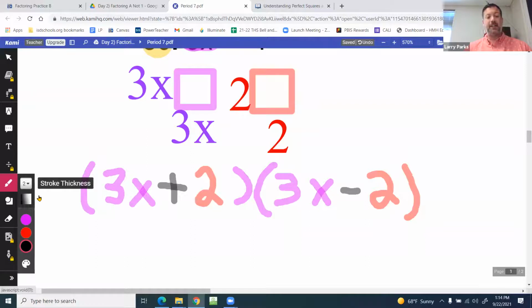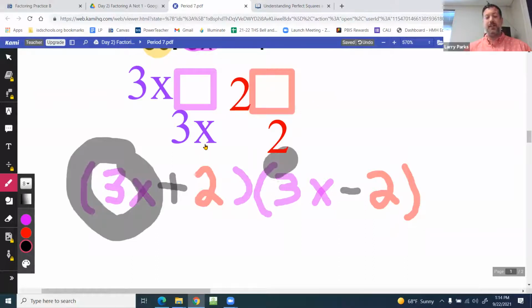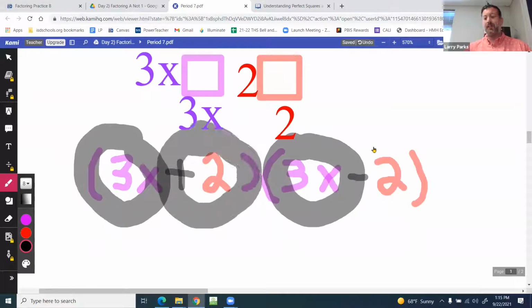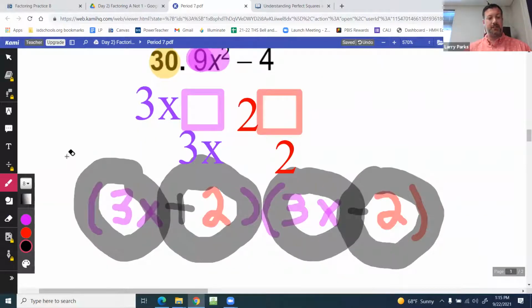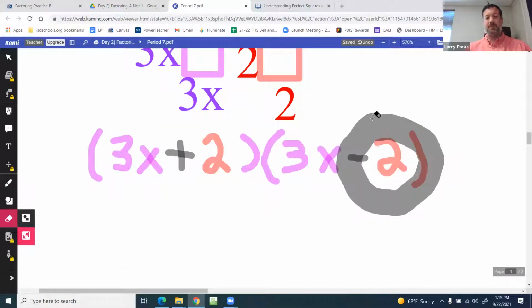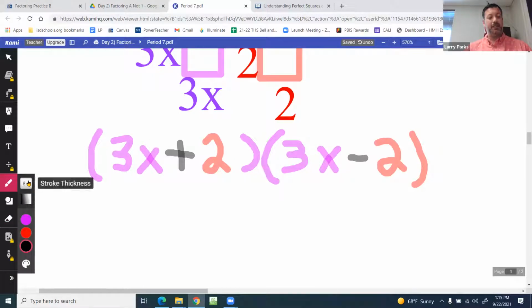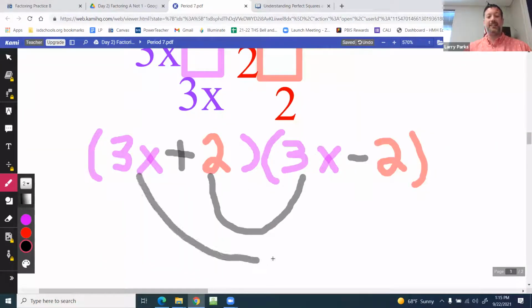If I take 3x times 3x, I get 9x squared. If I take 2 times negative 2, I get negative 4. And then the middle term, if I take 2 times 3x, I get 6x. And if I take 3x times negative 2, I get negative 6x. So this makes positive 6x. That makes negative 6x. You add them together, they go away.